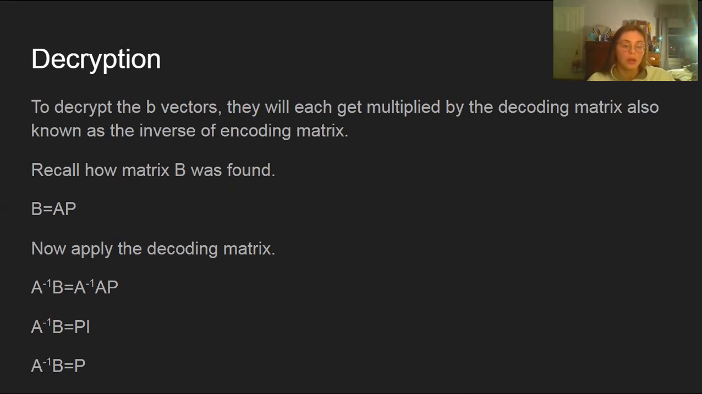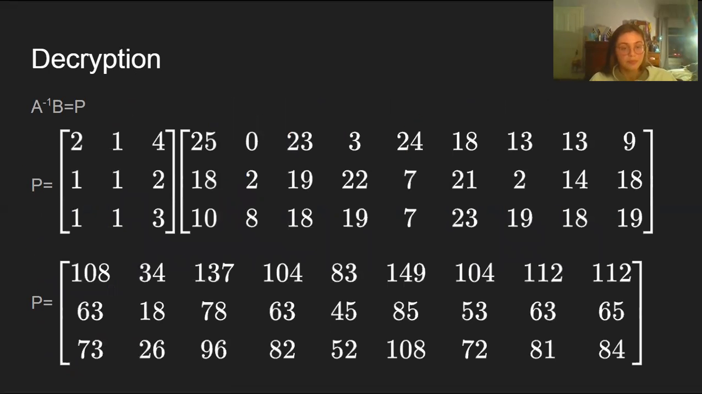If you look at how B was found, we multiplied the encoding matrix by our P vectors. And now we are multiplying our B matrix by the decoding matrix, or inverse. So when we do that, we end up canceling the encoding and decoding matrices on the right side, and we end up with our P matrix back. This is just the math involving that, and below is our P matrix.